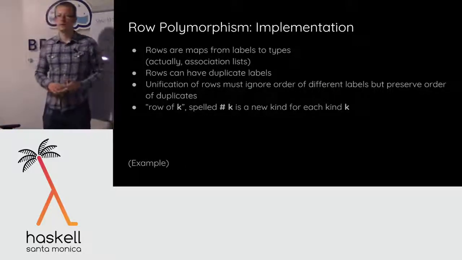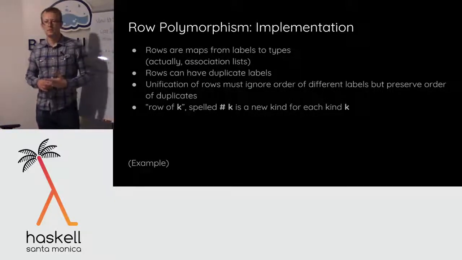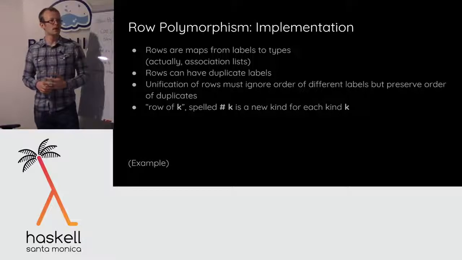So question, the tail you could replace instead of writing network console, you could say network pipe parenthesis console and parenthesis? Yes. Exactly. Okay. Yeah. What did I say here? Unification of rows must ignore order of different labels.